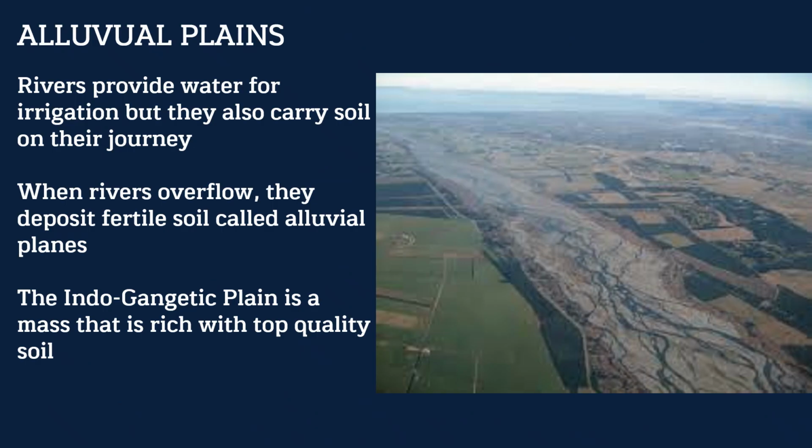These major river systems carry fertile soil from the mountains all throughout India, and when they overflow because of the rain, they carry that soil into the pastures, resulting in depositing this soil into the ground called an alluvial plain, which is found along the rivers.